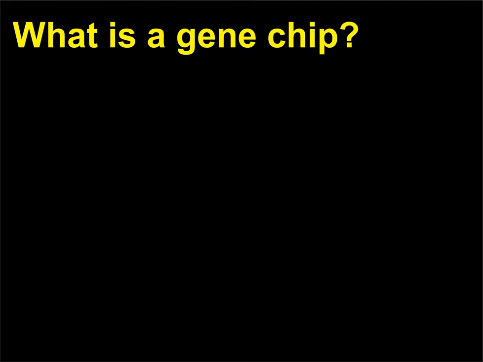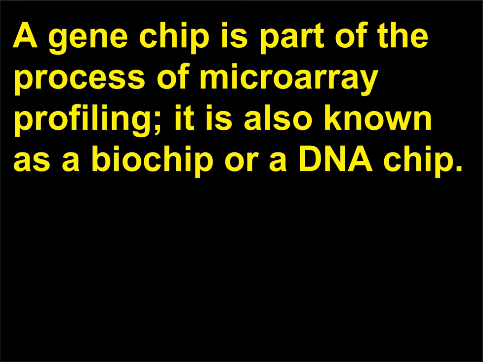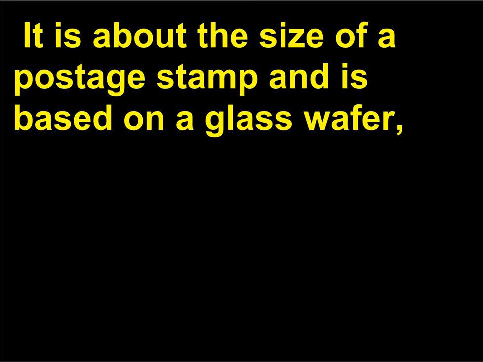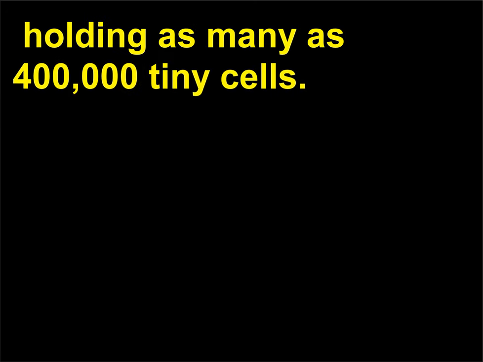What is a gene chip? A gene chip is part of the process of microarray profiling. It is also known as a biochip or a DNA chip. It is about the size of a postage stamp and is based on a glass wafer, holding as many as 400,000 tiny cells.